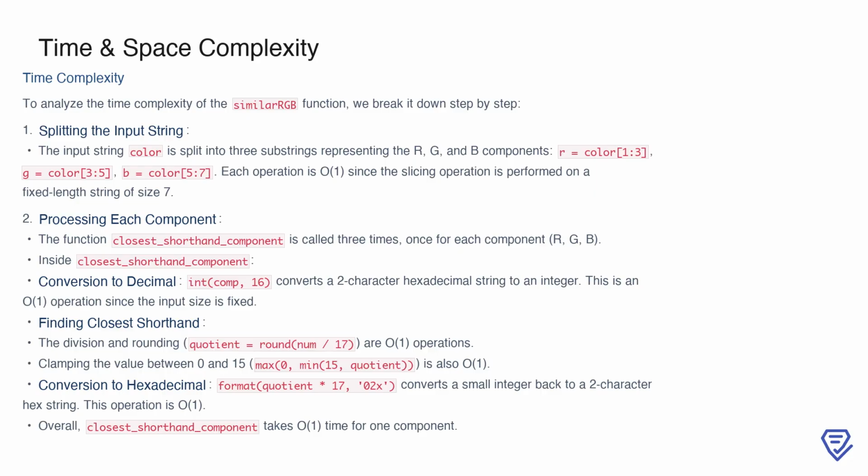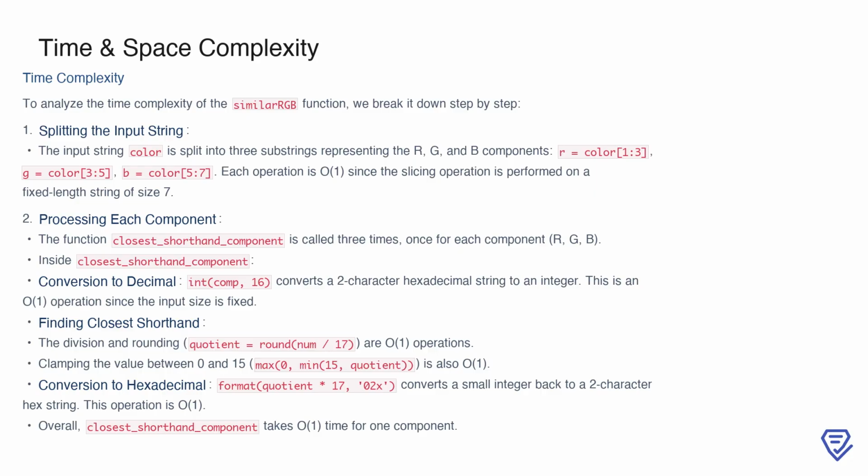First, the input string color, which is always of fixed length, is sliced into 3 substrings representing the red, green, and blue components, R, G, and B. Each slicing operation is O(1), because the string has a constant size of 7 characters. Next, for each of these components, the function closestShorthandComponent is called. Within this function, converting a 2-character hexadecimal string to an integer using int(comp, 16) is an O(1) operation, as the input size is constant. Then, the closest shorthand value is found using division, rounding, and clamping operations, all of which are O(1), since they involve simple arithmetic and conditional checks.